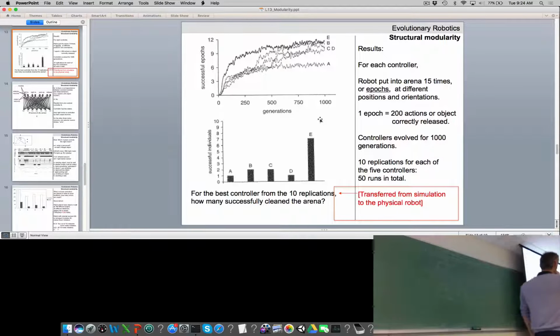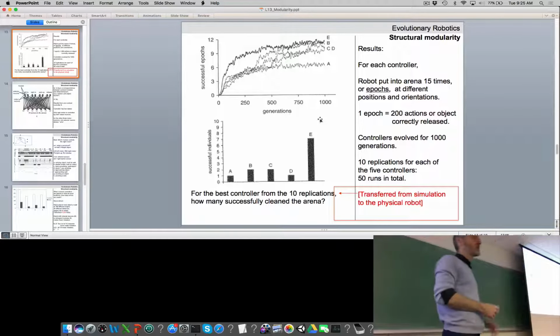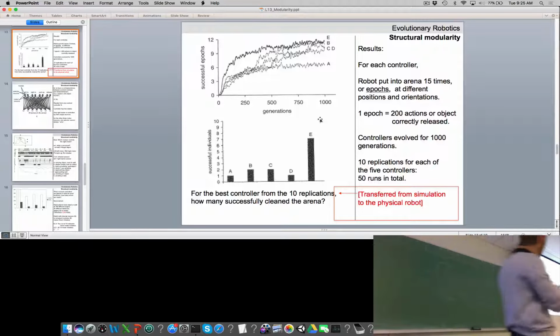Okay, so what they're actually measuring here is not really fitness. They had a relatively complicated fitness function. They're just showing how many successful epochs there were: how many times did the robot do the right thing in the arena? Then they evolved for 1,000 generations, and they did 10 replications. They did 10 evolutionary runs for each of the 5 neural networks.